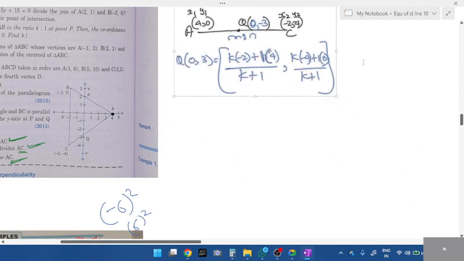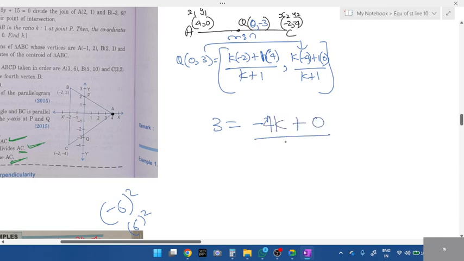All of you concentrate, students. Concentrate here. 0 is given, 3 is given. Take any one value. If you take 3, what are we getting? 3 is equals to, open the bracket, minus 4k plus, which is minus 3. K plus 1. Cross multiply, what do you get? Minus 3k minus, is equals to minus k, 0, just ignore.